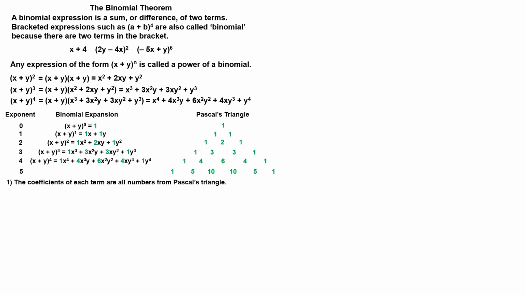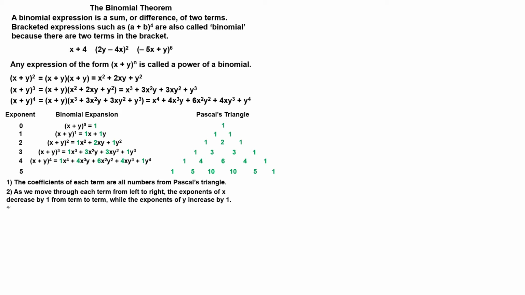The second pattern is, as we move through each term from left to right, the exponents of x decrease by 1 from term to term, while the exponents of y increase by 1.